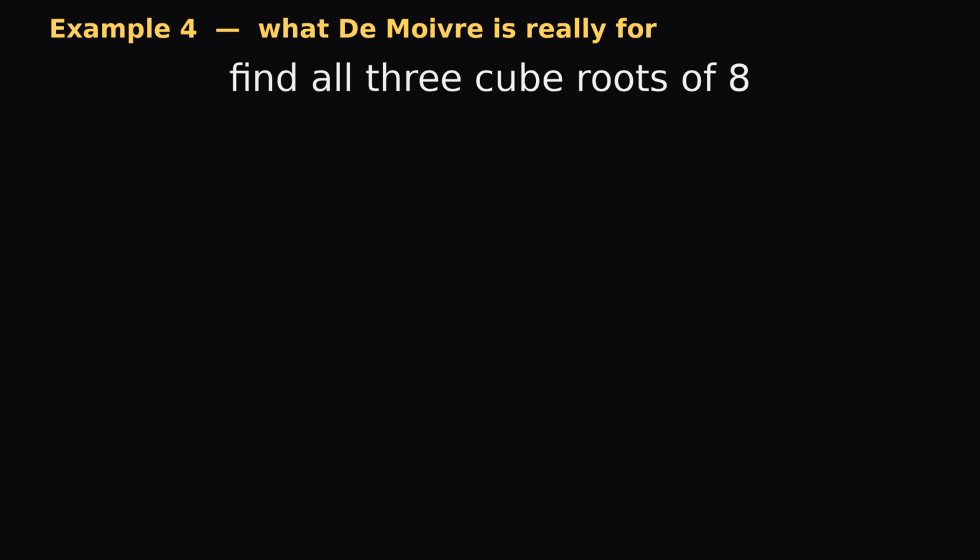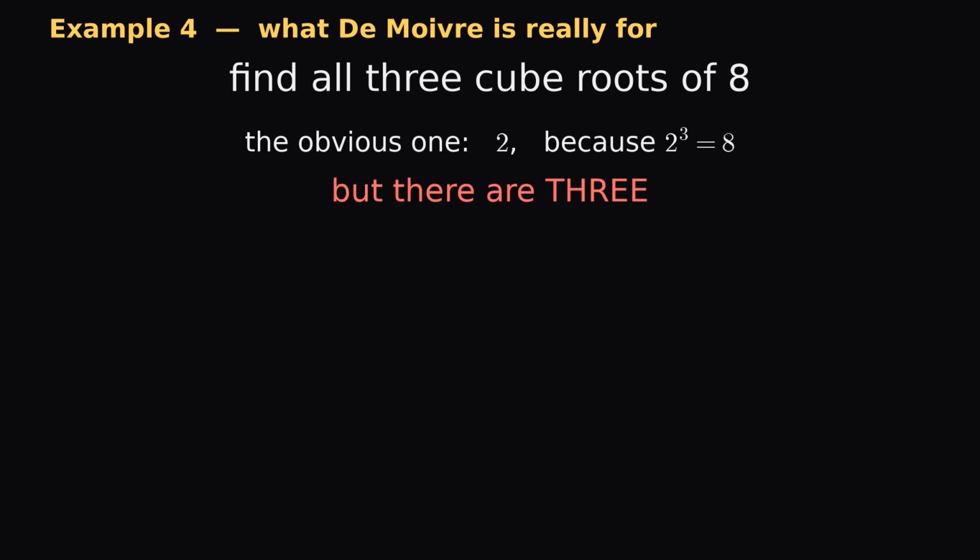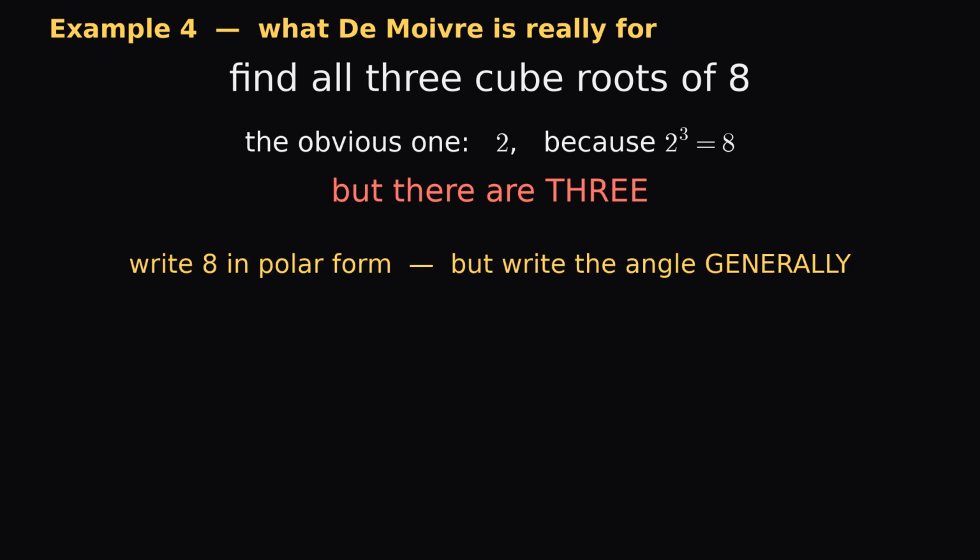Example 4. And this is the part de Moivre is really for. Find all 3 cube roots of 8. Now, real numbers give you one obvious answer, 2, because 2 cubed is 8. But there are 3. Here's the trick, and it is the only genuinely new idea in this video. Write 8 in polar form, but write the angle generally. 8 is 8 cis 0, but it is also 8 cis 2π, and 8 cis 4π.